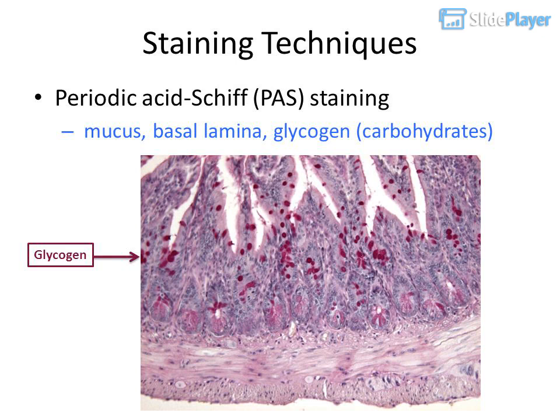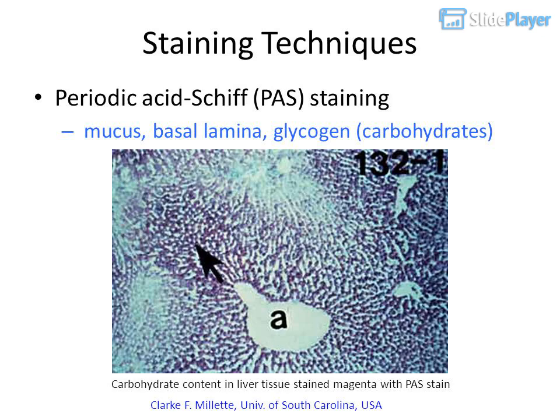Mucus, basal lamina, glycogen, carbohydrates. Glycogen. Staining techniques. Periodic acid Schiff, PAS, staining. Carbohydrate content in liver tissue. Stain magenta with PAS stain.